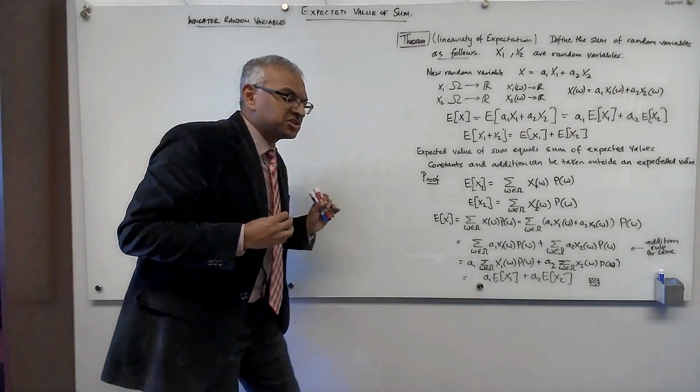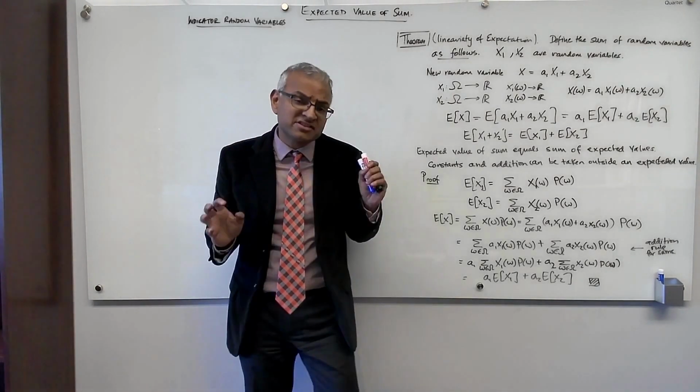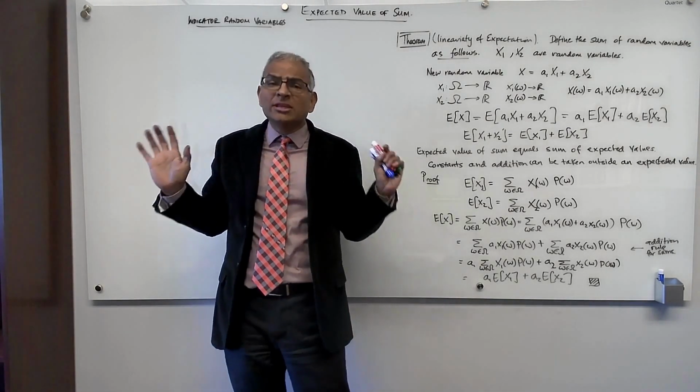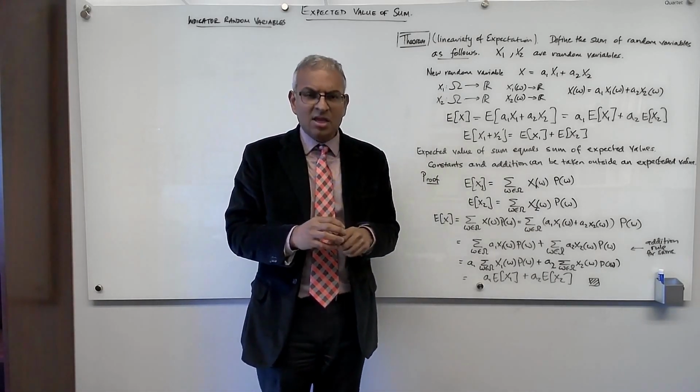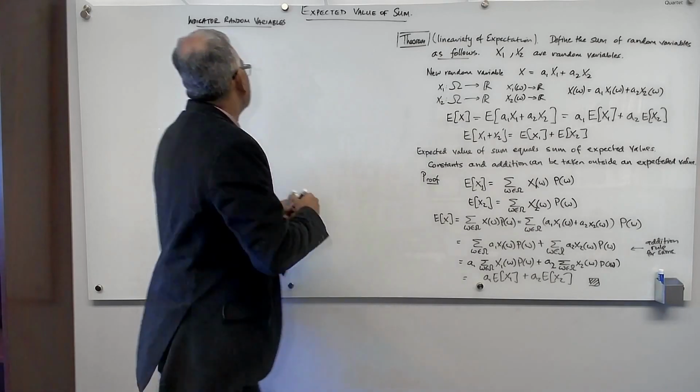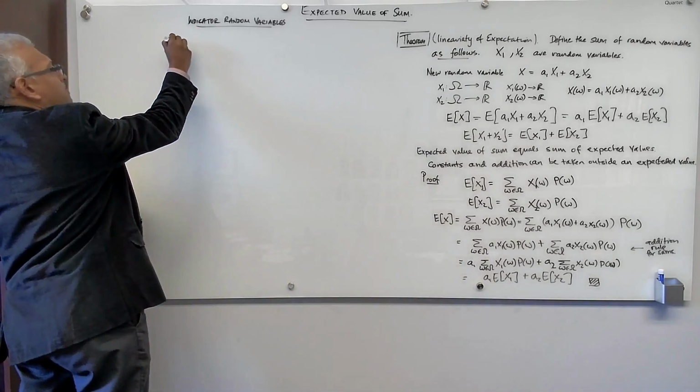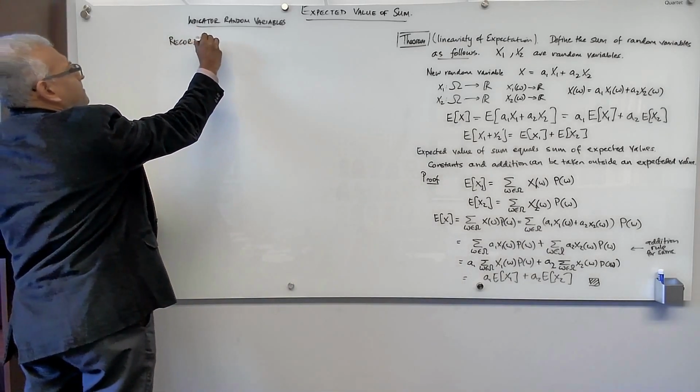Here's a quick application of indicator random variables to get a result that would otherwise not be so easy to get. Okay, so we're going to use indicator random variables and linearity of expectation. And we're going to analyze record breaking.